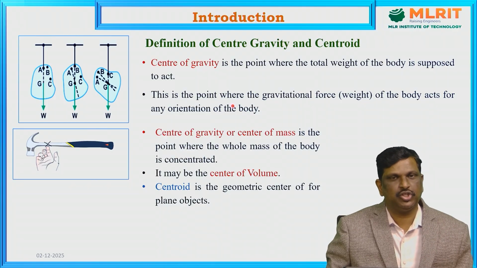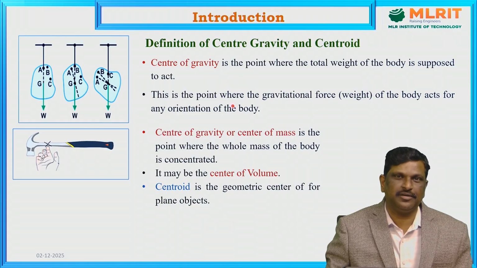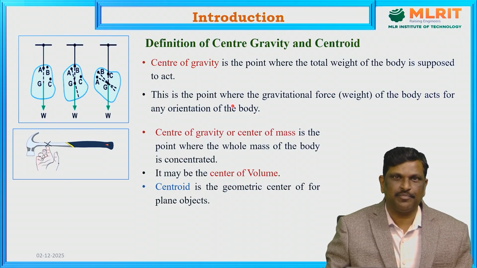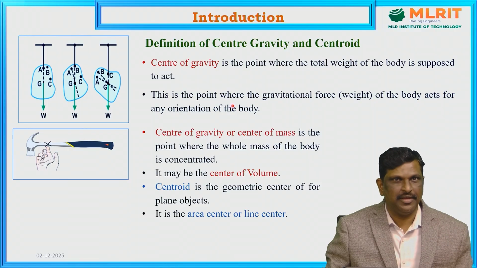Coming to the centroid, it is the geometrical center of plane objects, which are two-dimensional objects, and also one-dimensional objects, like line, curve, rectangle, triangle, circle, semicircle, parabola, parabolic spiral. All these are plane objects or plane figures or areas. The center of 2D objects or 1D objects is called centroid, and the center of 3D objects or solids is called center of gravity.